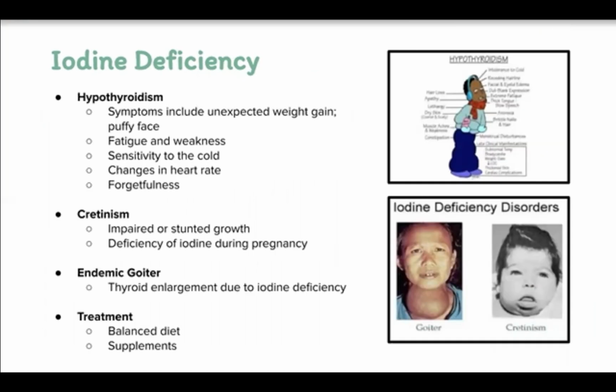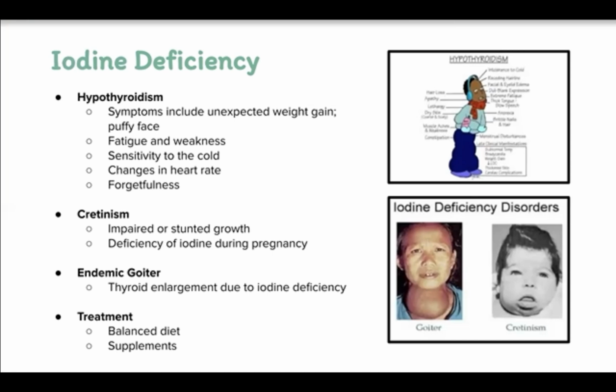What are the effects of iodine deficiency? Since iodine is essential for homeostasis of the thyroid gland, hypothyroidism can occur in those who are deficient of the nutrient. Hypothyroidism is characterized by unexpected weight gain, a puffy face, fatigue and weakness, changes in heart rate, and forgetfulness. Another disorder caused by iodine deficiency is cretinism, which is impaired development of the fetus, which leads to the stunted growth of a newborn. And this can also lead to learning disabilities in the future. Cretinism is caused by the mother being iodine deficient during pregnancy.